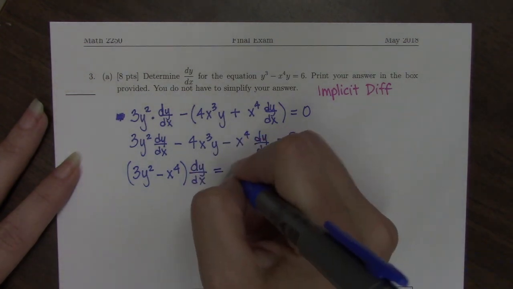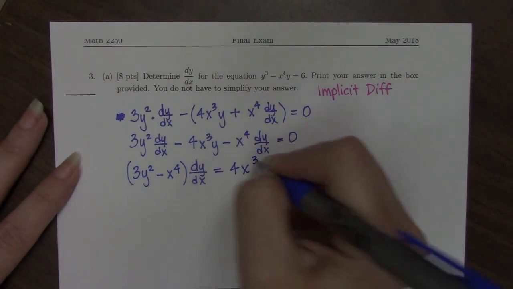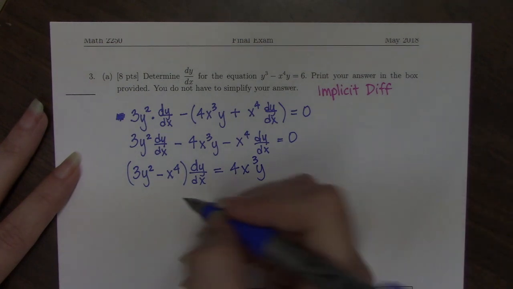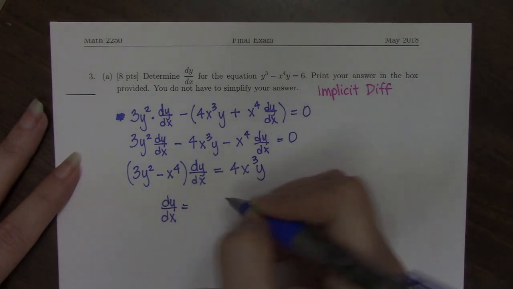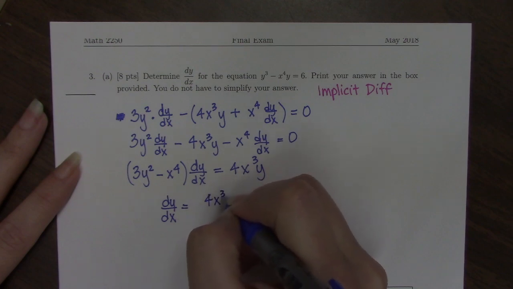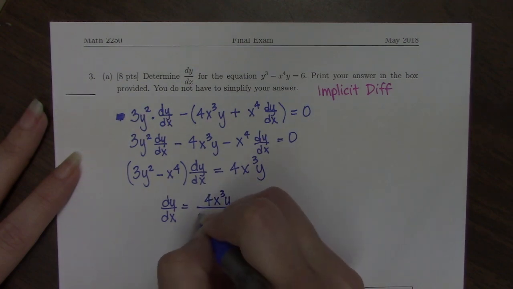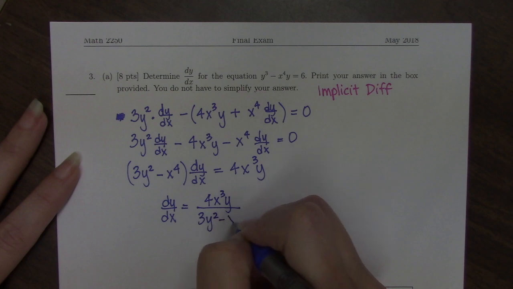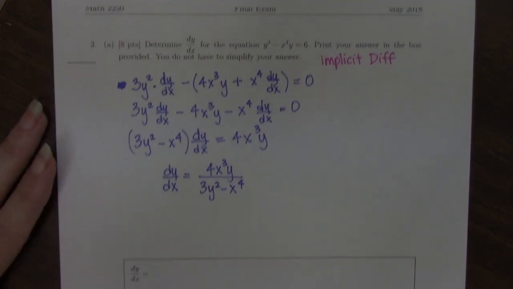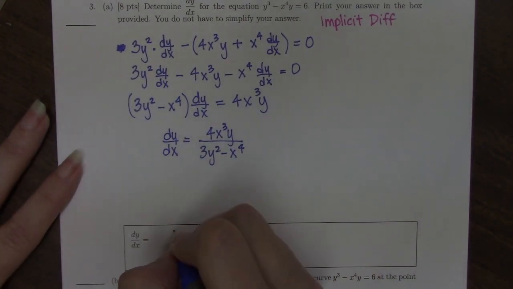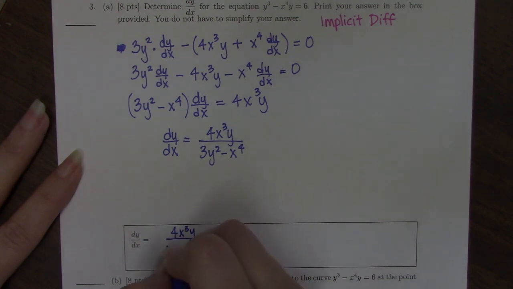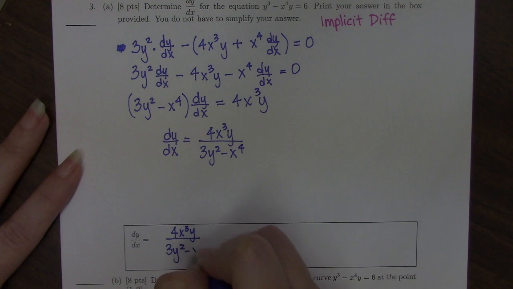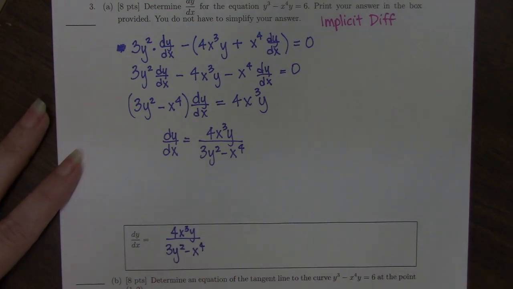So I have to add 4x cubed y to both sides. And so now to solve for dy/dx, it's just 4x cubed y over 3y squared minus x to the fourth. So once I'm sure that that's my final answer, I'll write it in the box.